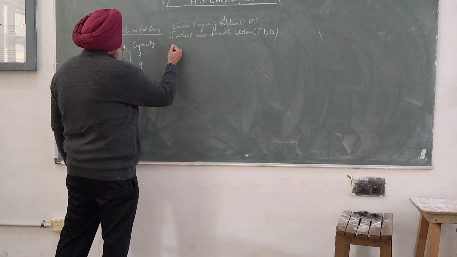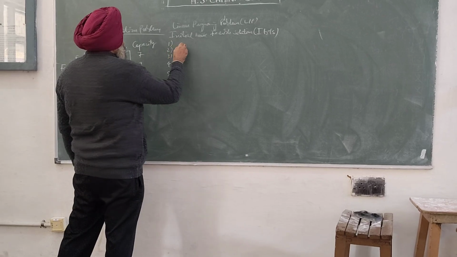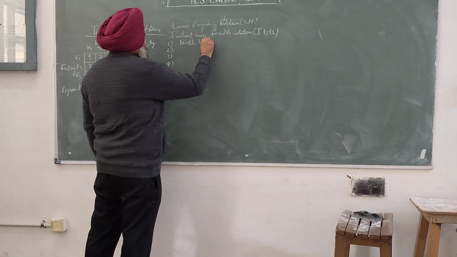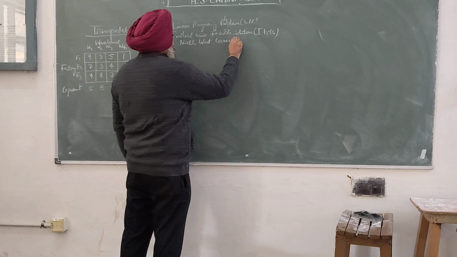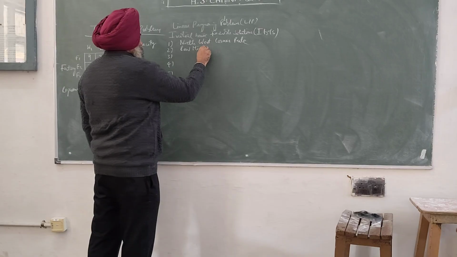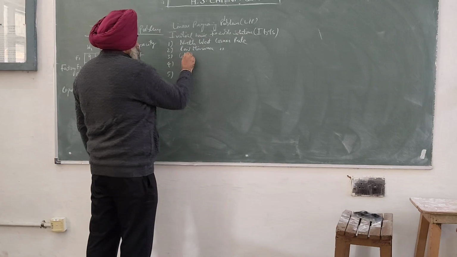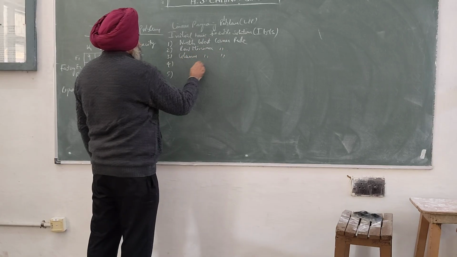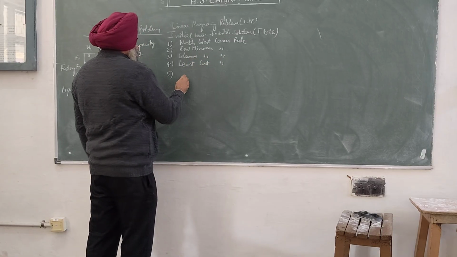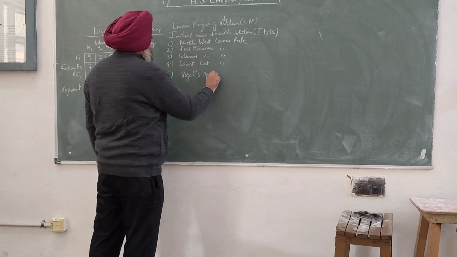There are 5 methods. What are the 5 methods? I am going to discuss one by one. One is called the northwest corner rule. The second one is row minima method or rule. Third one is column minima method. Fourth one is least cost method or rule. And the fifth is called Vogel's approximation method. Vogel was the scientist.